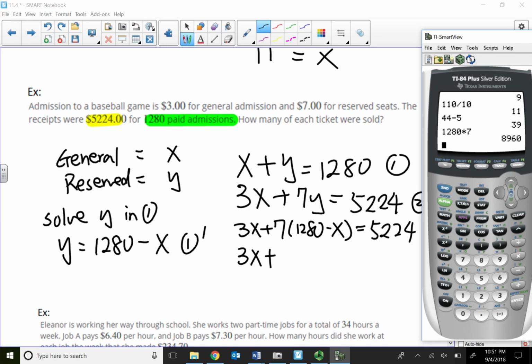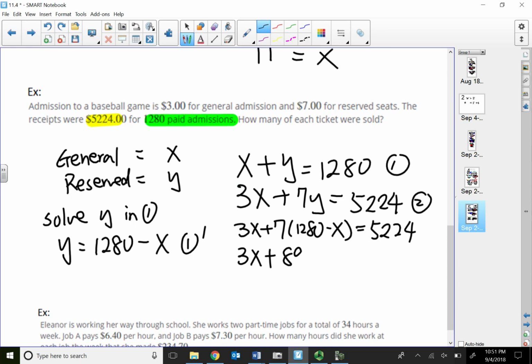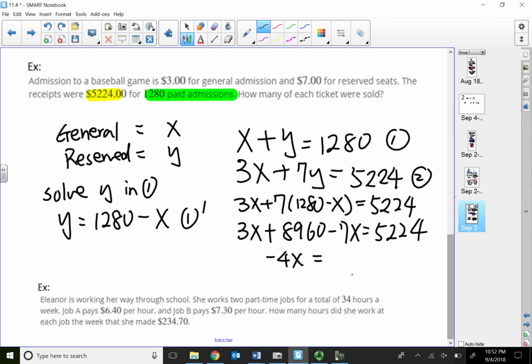1280 times 7 is 8960. 7 times negative x is negative 7x, equal to 5224. So 3x minus 7x is negative 4x, so I better have a negative on the other side. That's how I keep track of whether I'm doing it right.